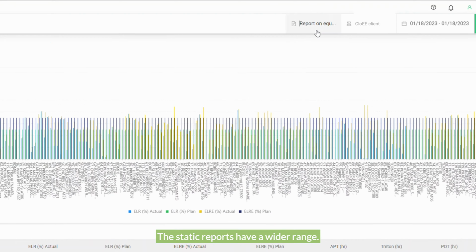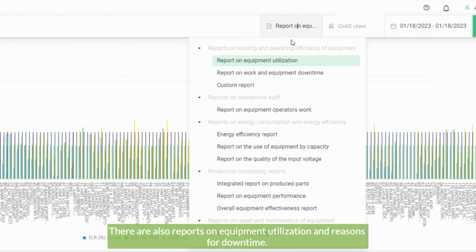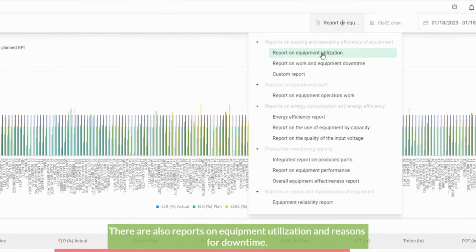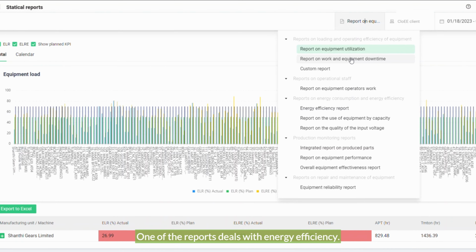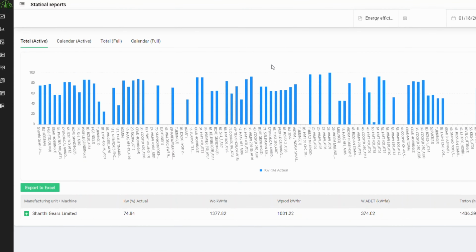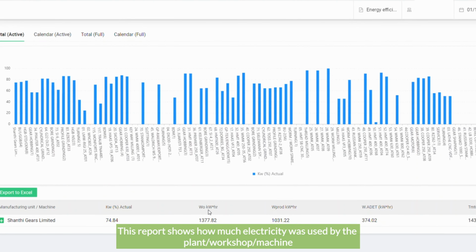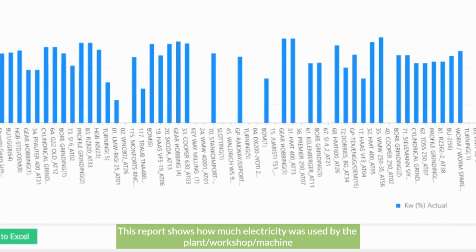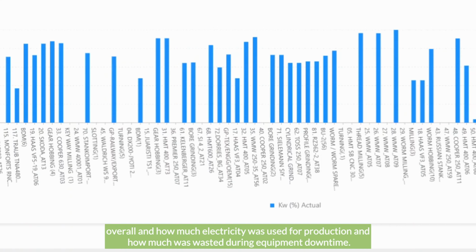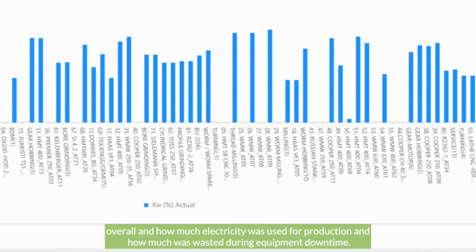The static reports have a wider range. There are also reports on equipment utilization and reasons for downtime. One of the reports deals with energy efficiency. This report shows how much electricity was used by the plant, workshop, machine overall, and how much electricity was used for production and how much was wasted during equipment downtime.